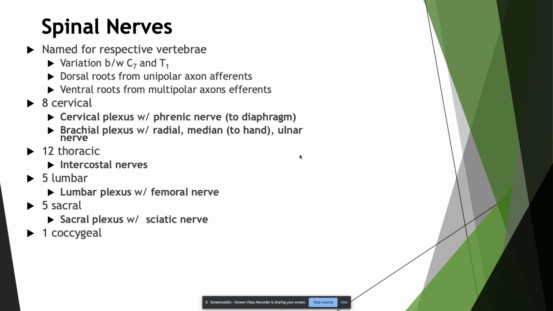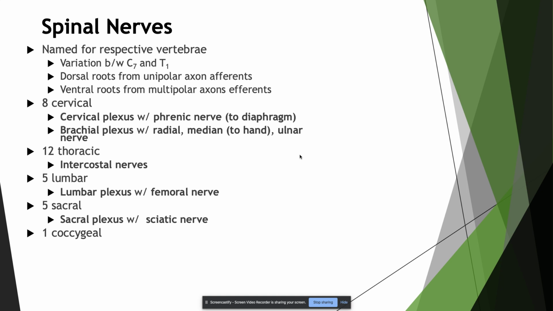There are also 31 pairs of spinal nerves, and all are mixed nerves. A complex interwoven network of the ventral rami of the spinal nerves is called a plexus. The ventral rami form four major plexuses: the cervical plexus, the brachial plexus, the lumbar plexus, and the sacral plexus.